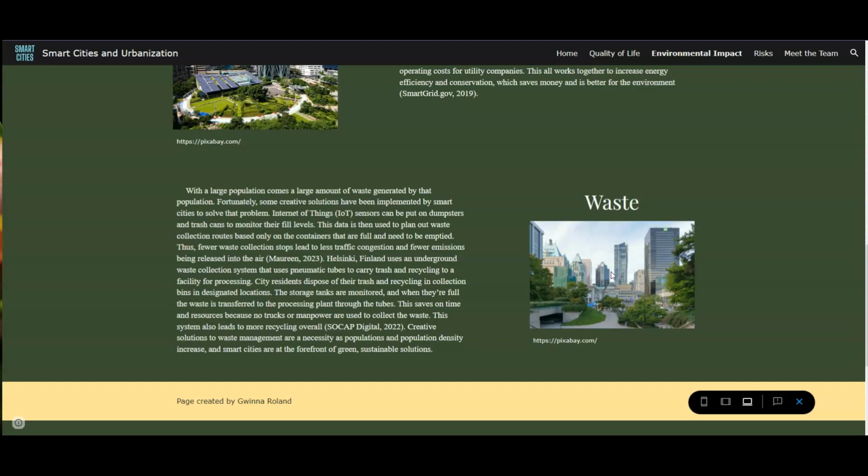Smart cities also promote composting. They'll have large communal compost areas where citizens can bring their composting items. Instead of throwing them in the trash, they can be turned into something useful.